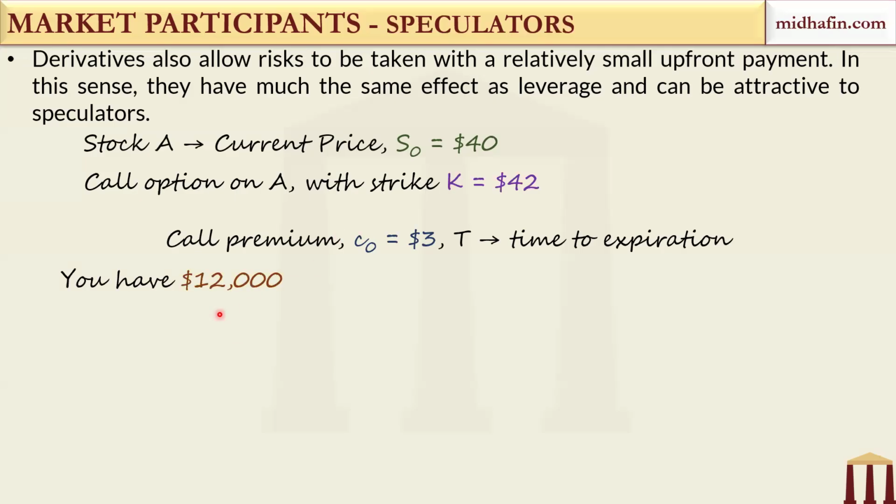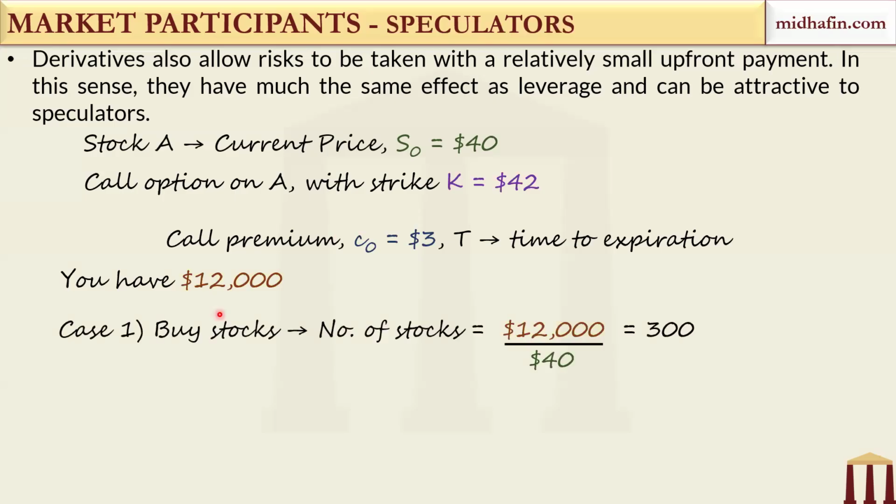So let's compare two scenarios. Scenario 1, case 1: you buy the stocks directly at $40 per share. So how many stocks are you able to buy? 300 stocks.